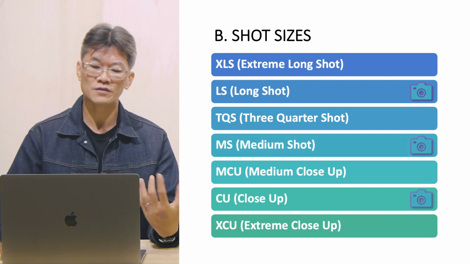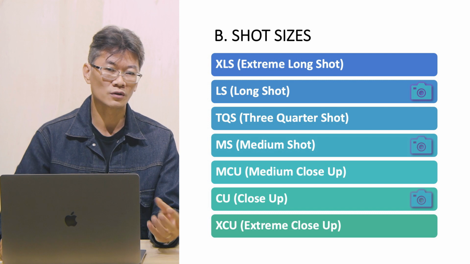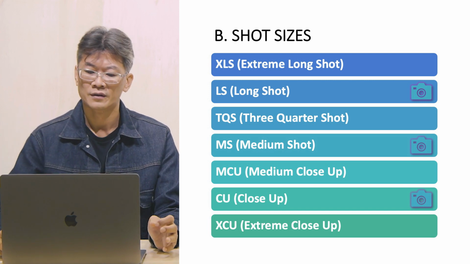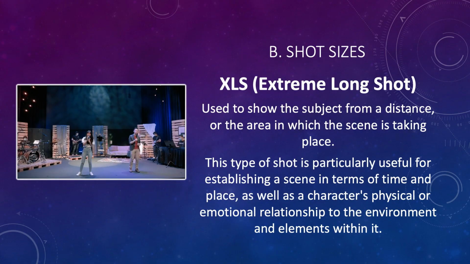Okay. Now, I'll give you some detail on the shot sizes so that you understand some of the characteristics of these shots. For extreme long shots, it is usually used to show the subject from a distance, or the area in which the scene is taking place. Usually it is a location shot.